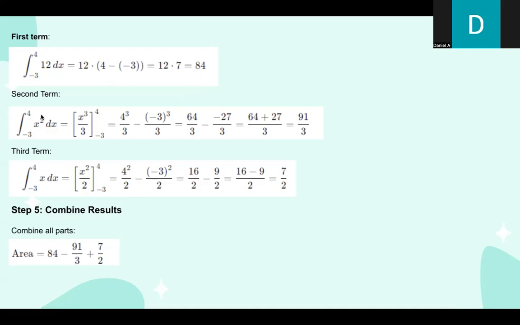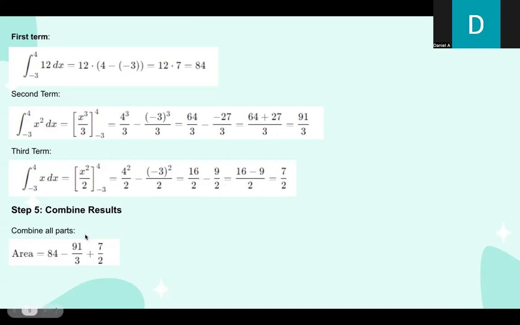And then the second one is a bit trickier, which is the integral of x squared dx, which equals bracket x to the power 3 over 3 from negative 3 to 4, which equals 4 to the power 3 over 3 minus parentheses negative 3 to the power 3 over 3, equals 64 over 3 minus negative 27 over 3, equals 64 plus 27 over 3, equals 91 over 3. Now the third term, the integral of x dx, equals bracket x squared over 2 from negative 3 to 4, equals 4 squared over 2 minus negative 3 squared over 2, equals 16 over 2 minus 9 over 2, equals 16 minus 9 over 2, equals 7 over 2.